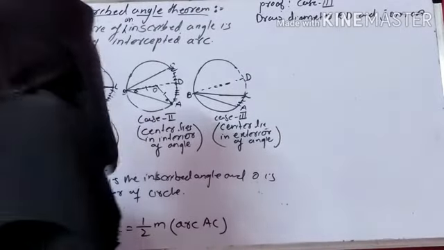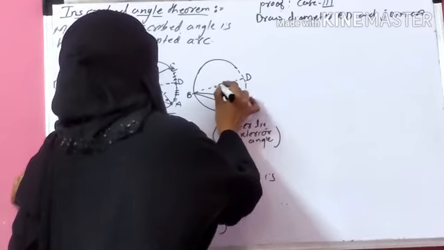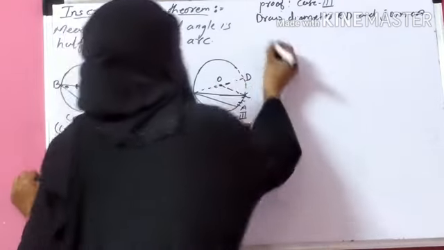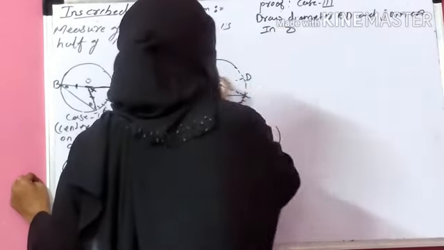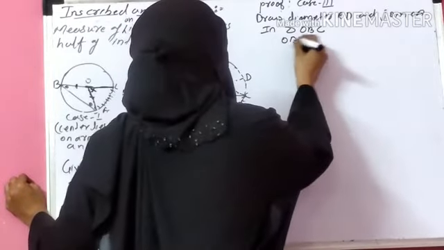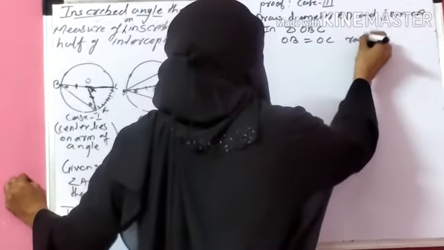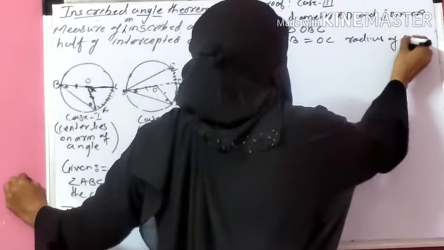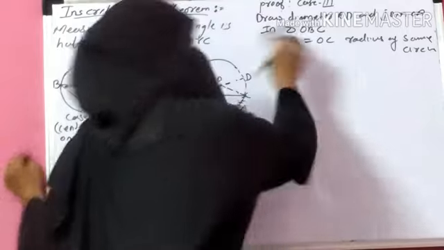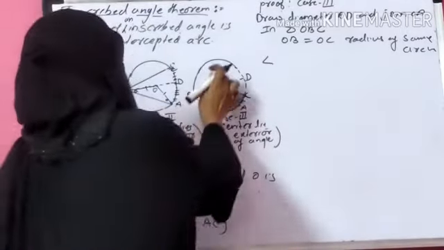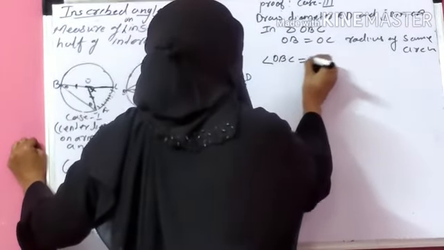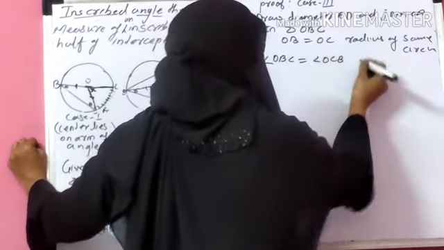Now in a similar way you can prove here. Join OC. Now in triangle OBC, OB is equal to OC, radius of the same circle. So therefore the angles opposite the congruent sides are congruent. So angle OBC is equal to angle OCB.